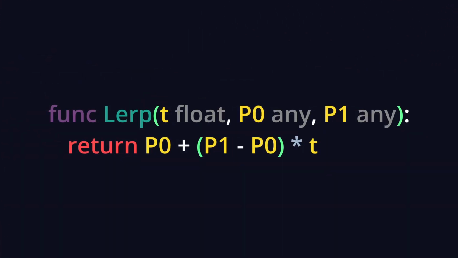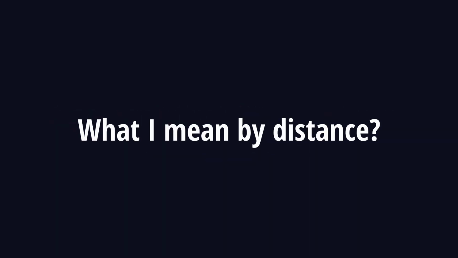So the formula works pretty simple. We have p0, which is our start, and from that starting point we're adding p1 minus p0 multiplied by t, and p1 minus p0 is basically the direction and at the same time the distance between those two. It will be much easier if you view this in vector form, and we're multiplying this direction by t, so we're shortening it.